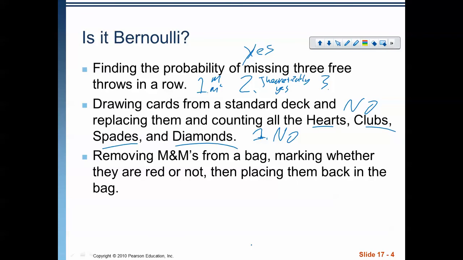Removing M&Ms from a bag, marking whether they are red or not, then placing them back in the bag. So, two possible outcomes? Yes, there's red or not red. Constant probability? Yes, because they are replacing them back in the bag. So there is a constant probability. And independence, I'm going to go ahead and say yes on this one. We should have independence. The next draw should not influence the other one, because again, they're being placed back in the bag, so there shouldn't be anything going on. So this one is a yes, it is a Bernoulli trial.